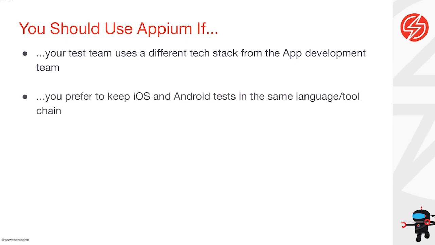If you prefer to keep your iOS and Android tests in the same language and tool chain as your tests, it's probably better to use Appium. Otherwise, you have to install some stuff on Buddy Build, some stuff on Maven, Jenkins, that kind of thing.